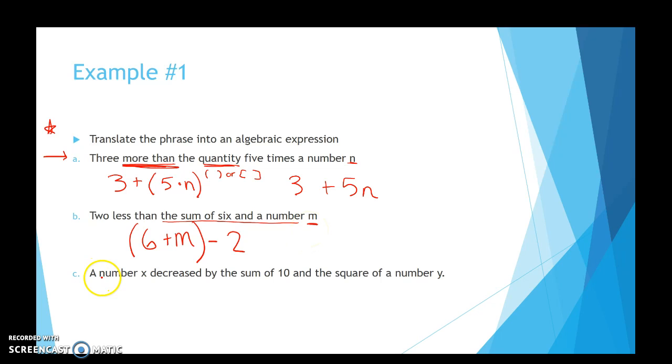Last one says a number x decreased by the sum of 10 and the square of a number y. So the number x decreased, that means we're subtracting. So x is decreased by the sum, we're adding, sum of 10 and the square of a number y. So in parentheses, we will put 10, sum would be plus, the square of a number y. So that would be y squared. And this algebraic expression represents the verbal phrase.